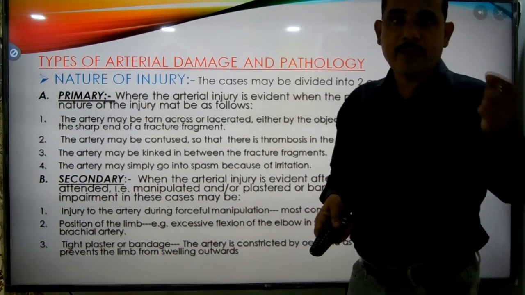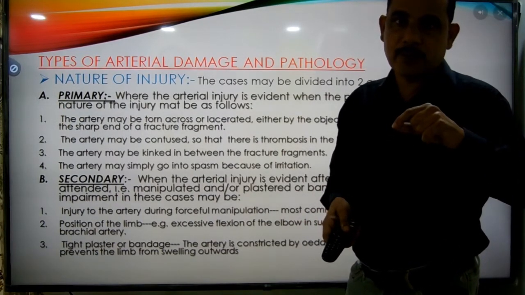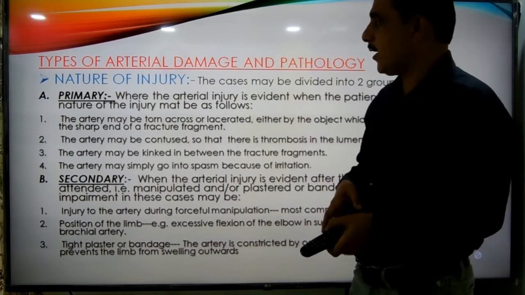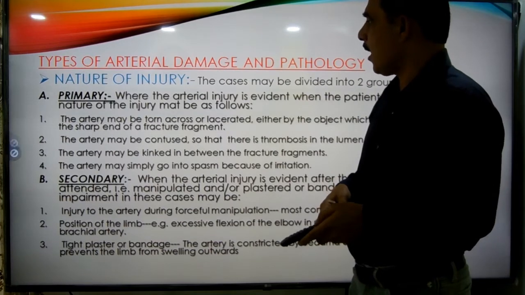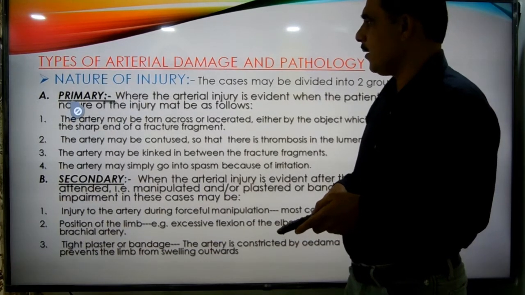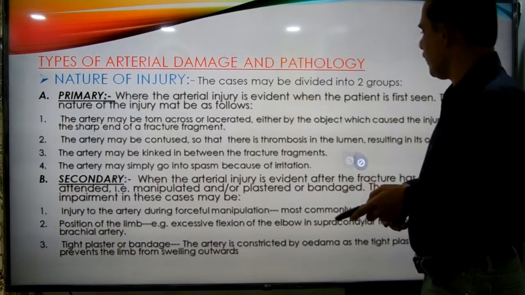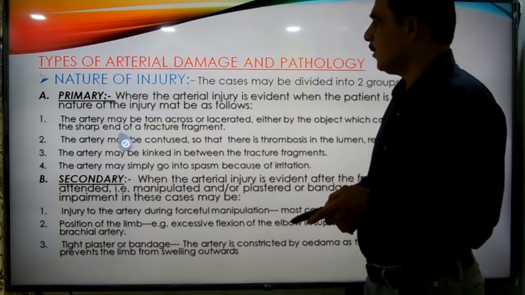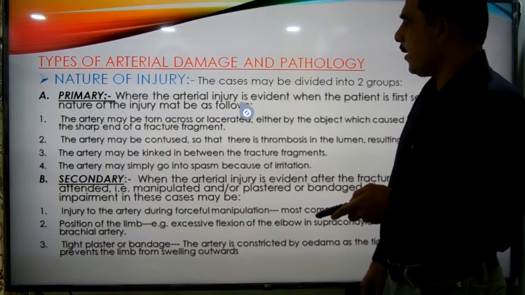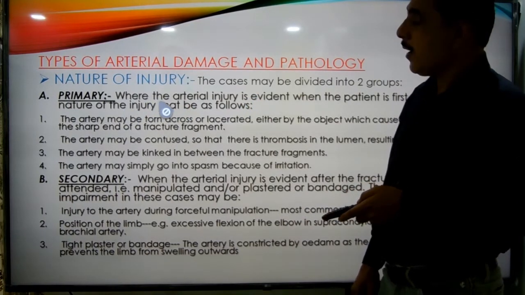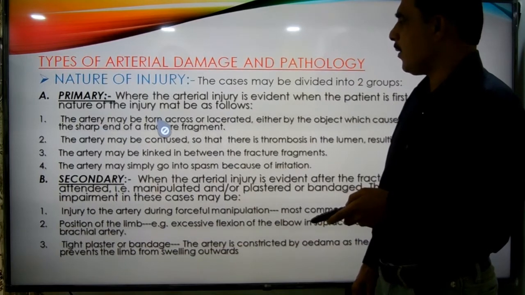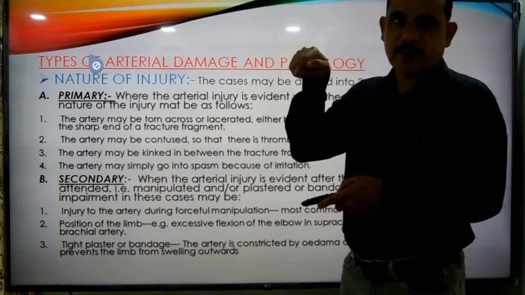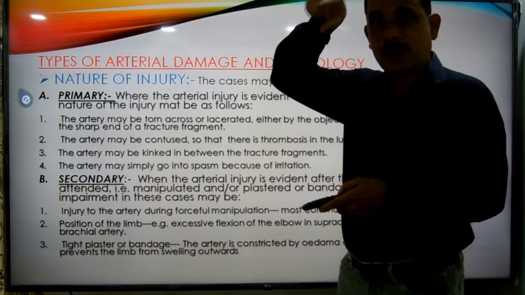Primary is when the damage occurs at the time of the injury, at the time of the incident. Here, in the primary, the arterial injury is evident when the patient is first seen, and the nature of the injury may be as follows. Number one, the artery may be torn across or lacerated, either at the time of fracture.